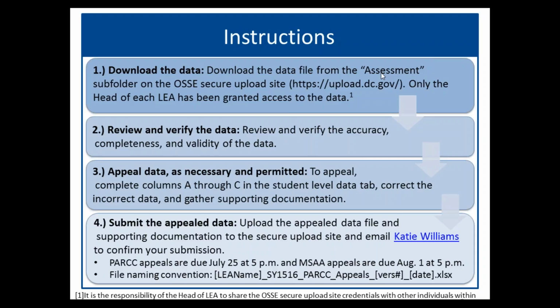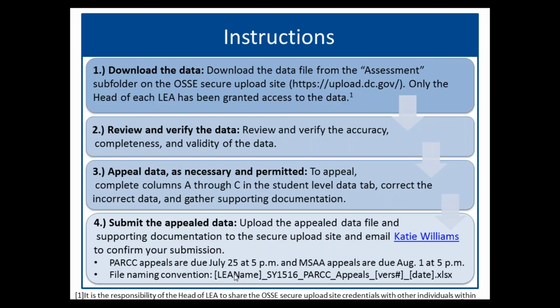For step 3, to appeal any data, you would complete columns A through C in the Student Level Data tab. Correct the incorrect data in the file, and gather the supporting documentation needed as proof for your appeal. And then step 4, upload the appealed data file and supporting documentation to that same folder where we provided the data on the secure upload site, and email me, Katie Williams, to confirm your submission. Again, all appeals are due on July 25th at 5 p.m. for PARCC and on August 1st at 5 p.m. for the MSAA results.